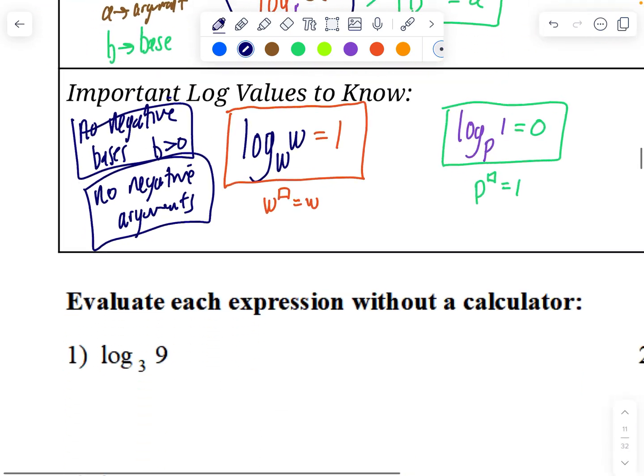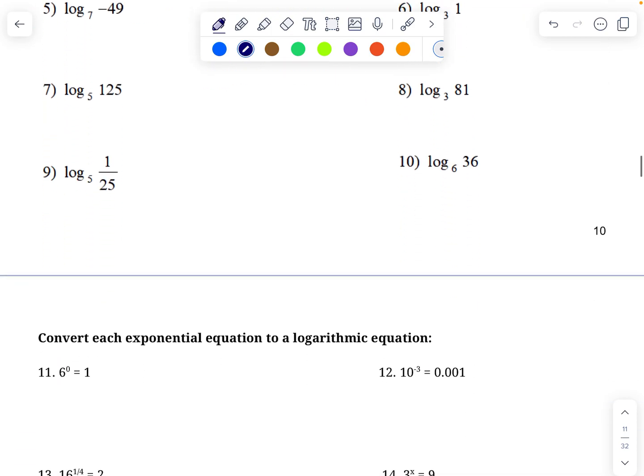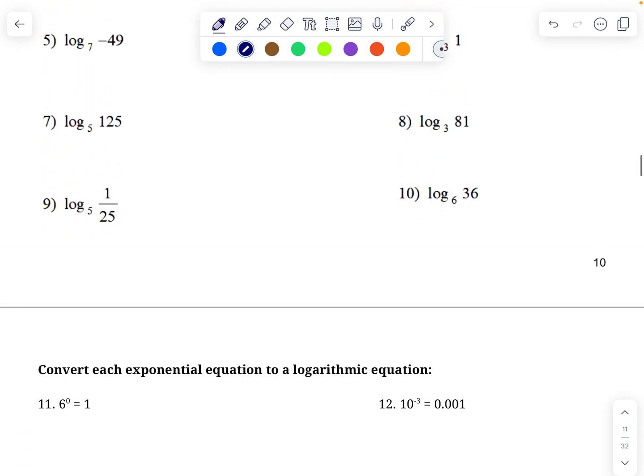Cool. Okay. This unit is going to be part calculator, part no calculator.